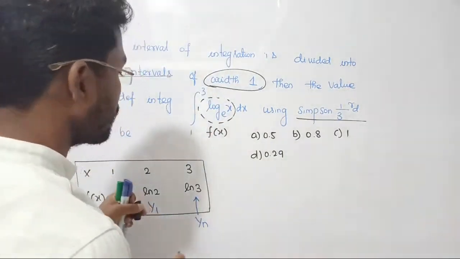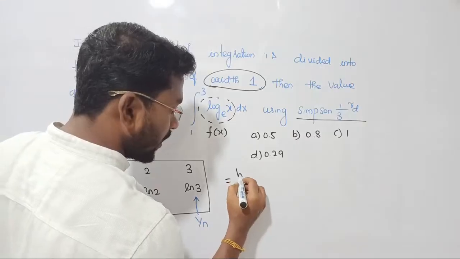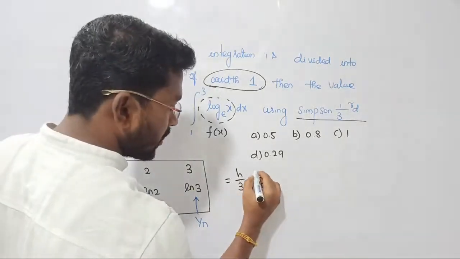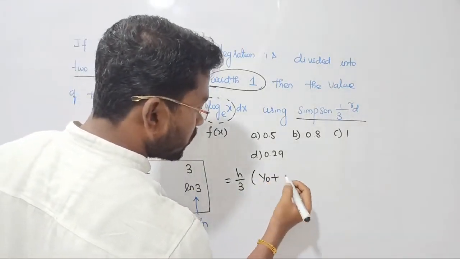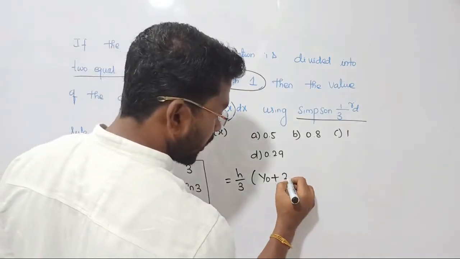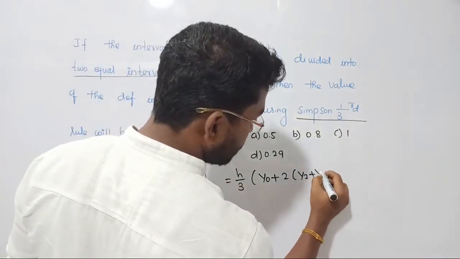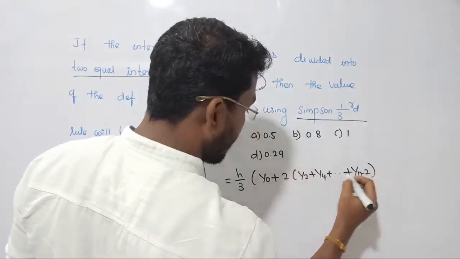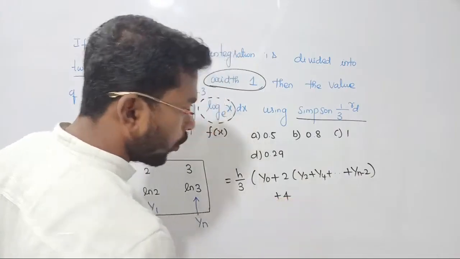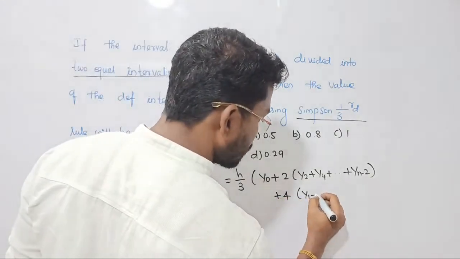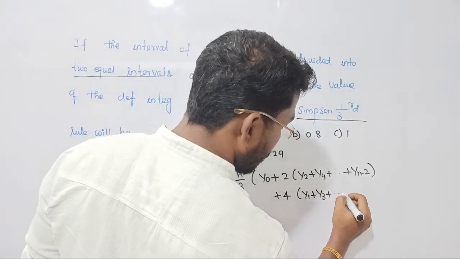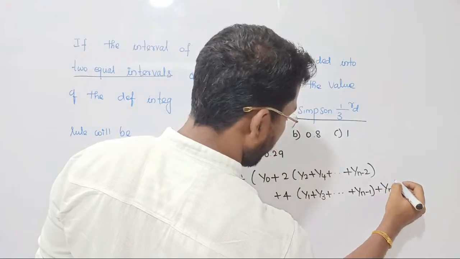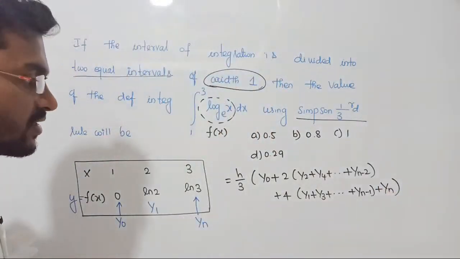Now what is Simpson 1/3 rule? In Simpson 1/3 rule, our answer is h by 3. So let me write the integral. This should be equal to h by 3 times, in bracket, y0, plus 2 into the even values y2 plus y4 and so on up to yn minus 2, plus 4 into the odd values y1, y3, up to yn minus 1, plus the final point yn. Clear? Yes, this is our Simpson 1/3 rule.